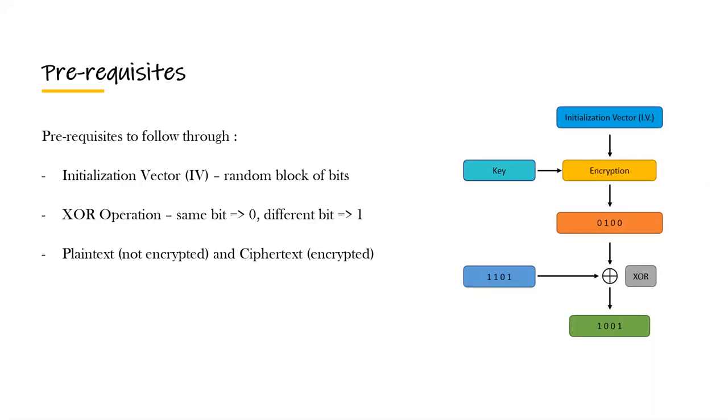The next one is the XOR operation. The operation basically takes two messages and compares them bit by bit. If both bits are equal, the output bit will be 0, otherwise, the output bit will be 1. To visualize the operation, look at the example on the right. 0100 and 1101 gives the output of 1001. The plain text here means the message that is not encrypted, whereas the cipher text here means the encrypted message.